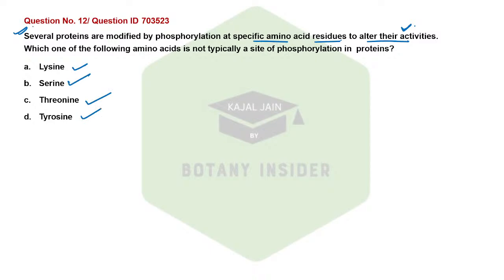When you look into the answer for this question, this one is from unit number 1, that is your biochemistry. From biochemistry, the names of the amino acids you can get to know, and this is specifically from the post translational modification concept. When we discuss the central dogma, the last concept is post translational modification. So in that we discuss this segment.